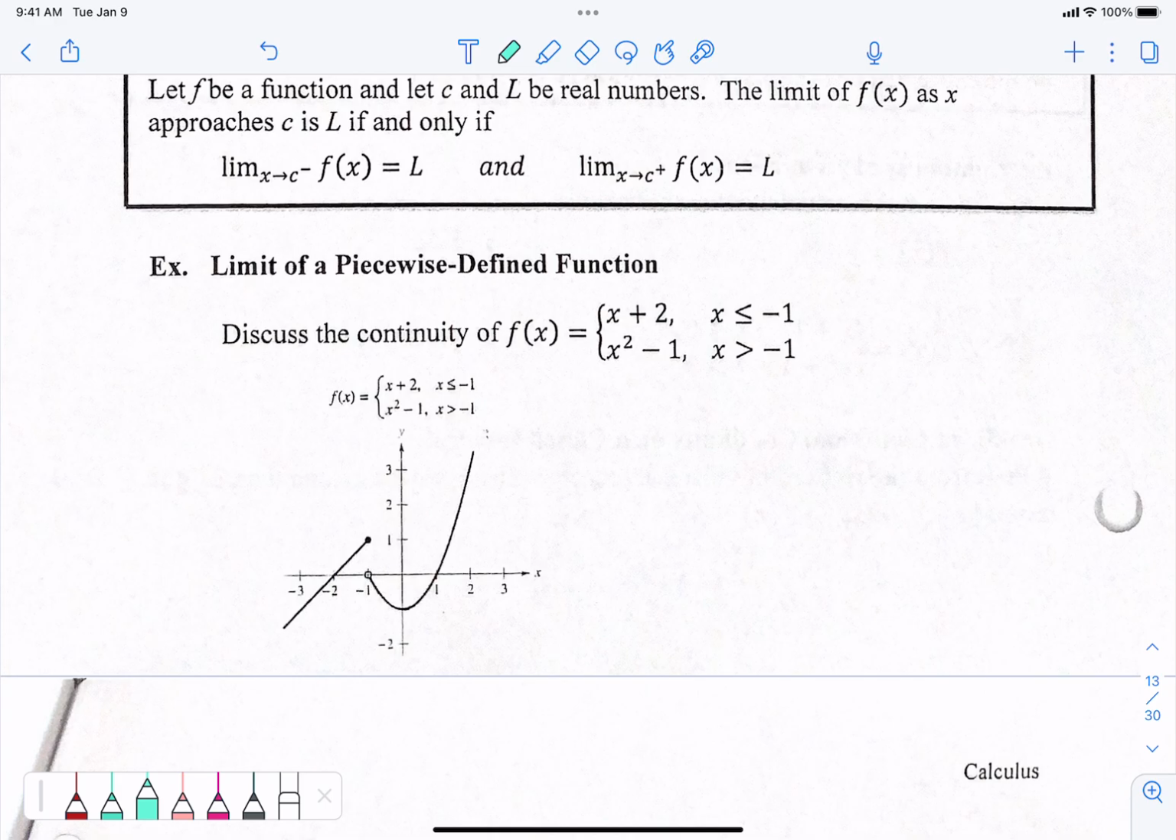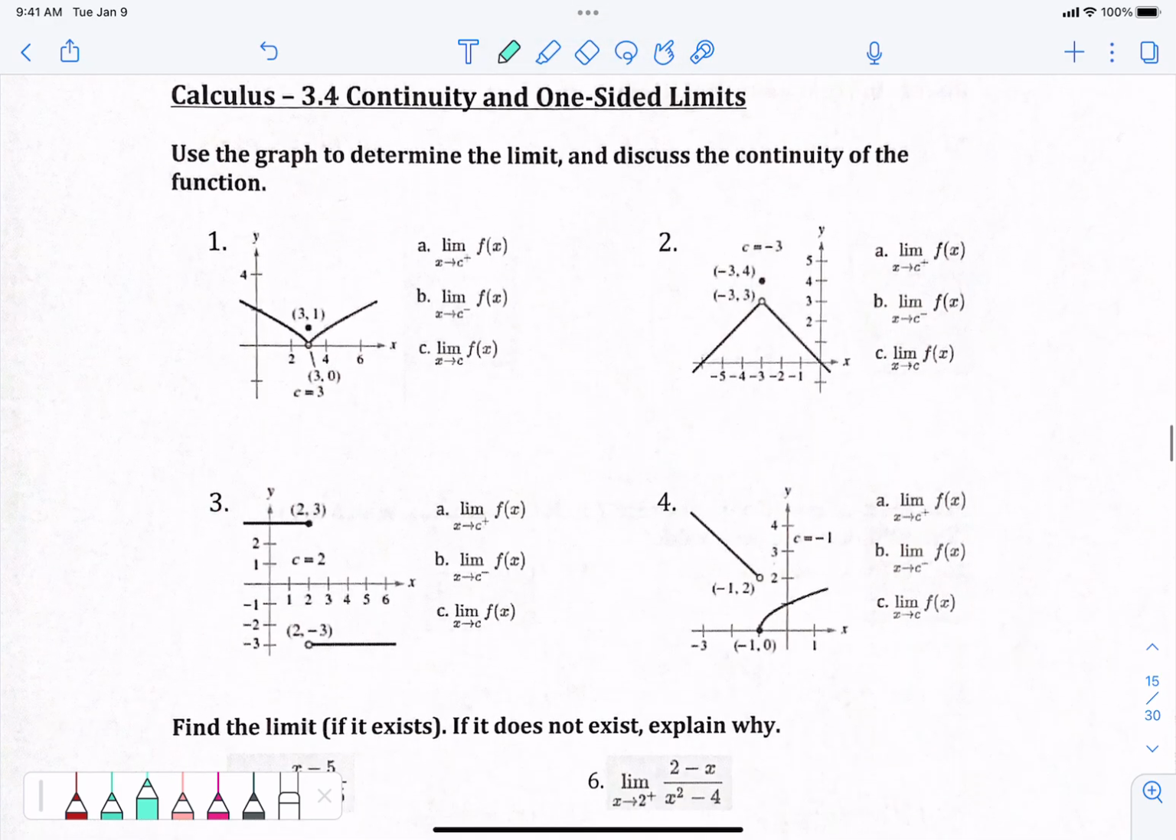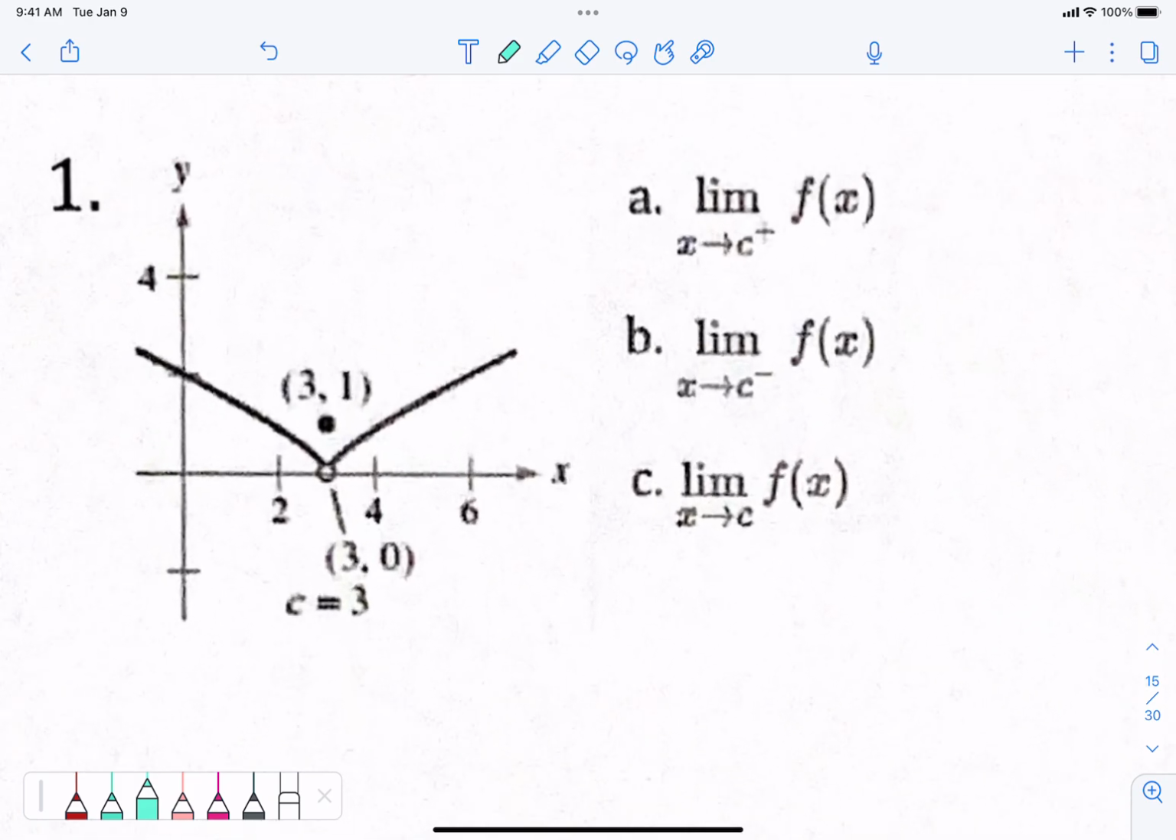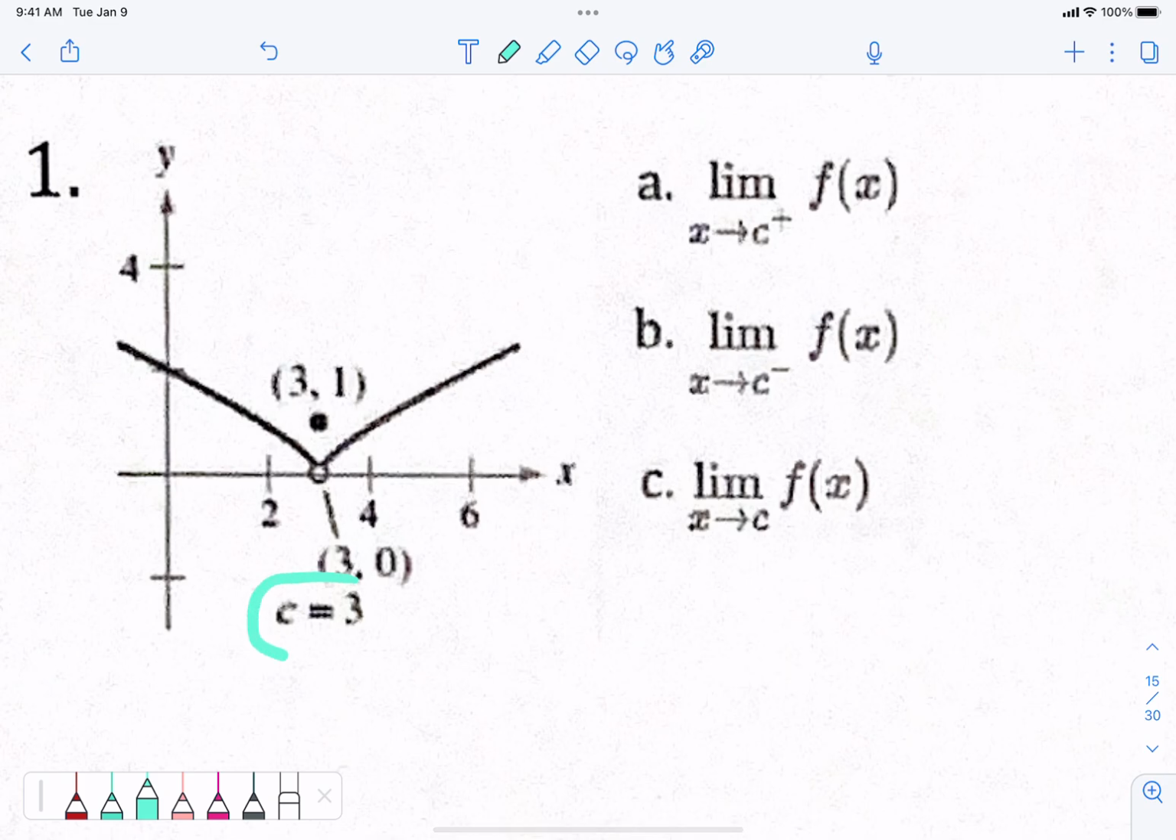You have a question already? Wait, but it's not giving you a number for these. On number 1, say C is 3, so this is 3 plus, this is 3 minus, you see it? Right, you see it? So I got you number 1.